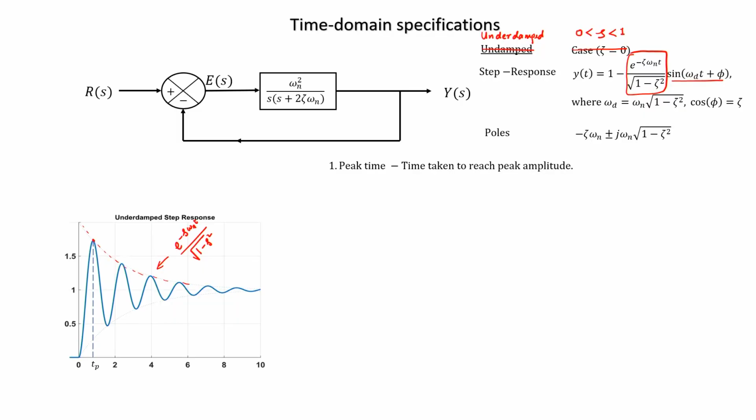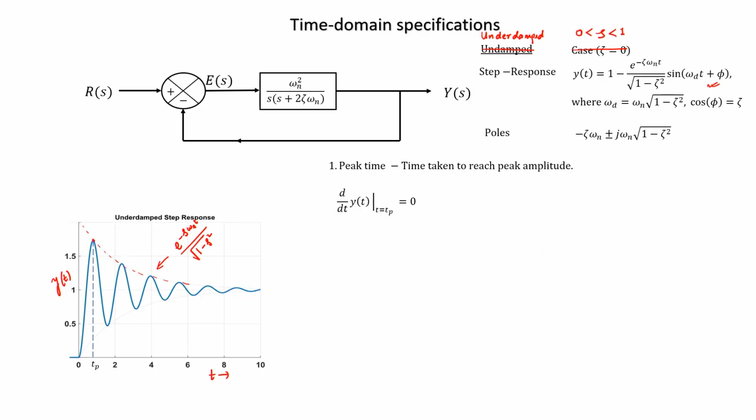Now, do I know the expression for this function? Yes, because this is just the output, y(t), as t changes, and this is the expression. We have already derived this expression. So, that is how we are going to find out the peak time. Let us try to see that. So, d/dt of y(t) at t equal to Tp, basically at the peak point, will be equal to 0. Let us check what happens.